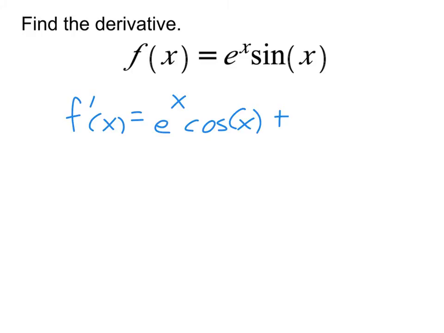The derivative of e to the x, of course, is just e to the x. And then that's times the original sine of x. Leave it like that. Now, looking at it, we don't have to do anything else with it. If you wanted to factor out the e to the x, you could, but you don't have to. You can just leave it like this, and that's perfectly fine.